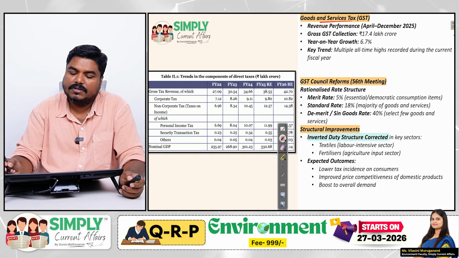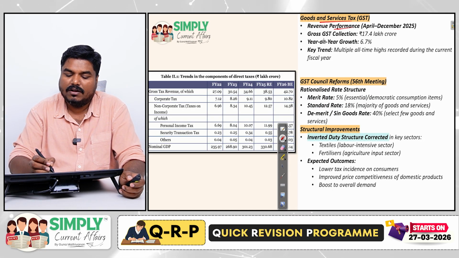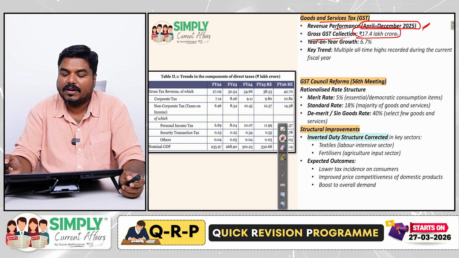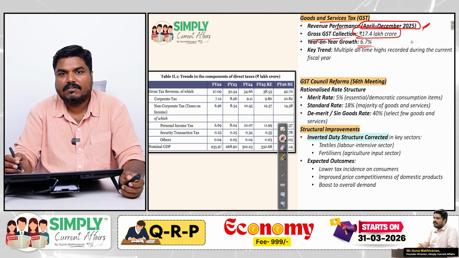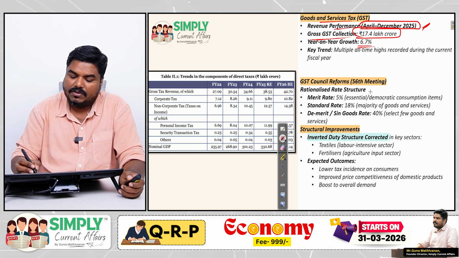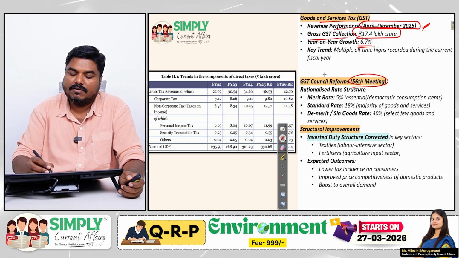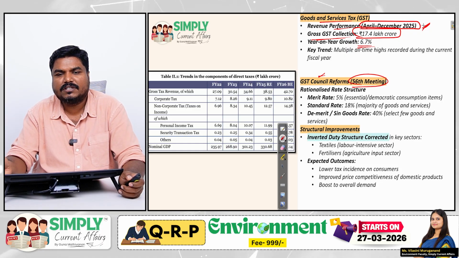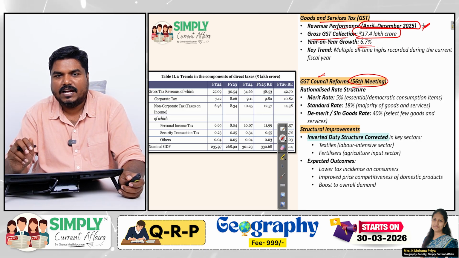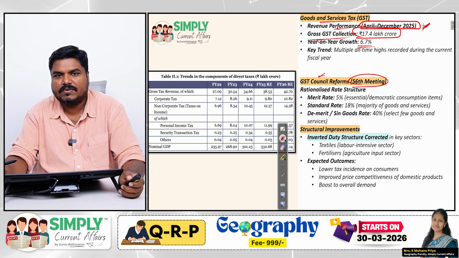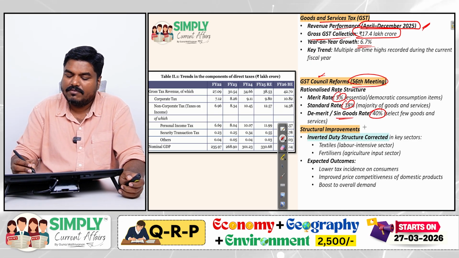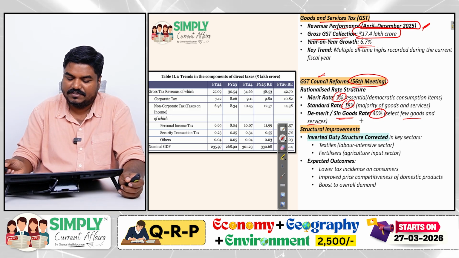With respect to GST also, the performance has improved. The gross GST collection between April to December 25 alone is almost 17.4 lakh crores. We are able to have almost 6.7% growth in the GST collections. And we all know that in the 56th GST Council meeting, held in September 2025, the number of tax rates was brought down to 2. Previously, we had 5%, 12%, 18%, 28%. Now it is only 5% and 18%. And for sin items, we have 40% for selective goods and services.